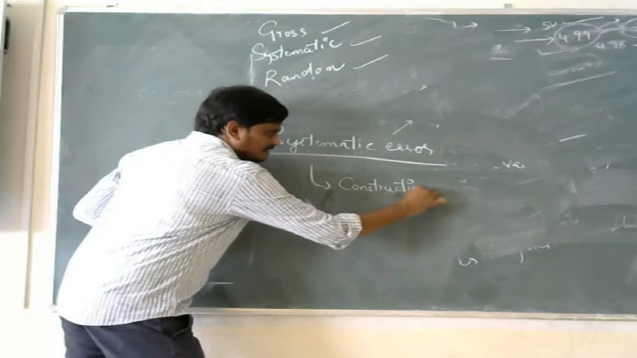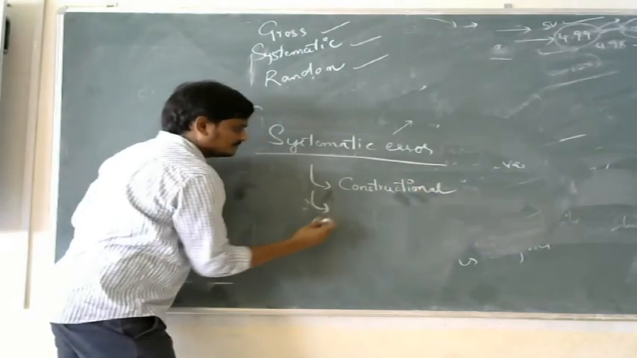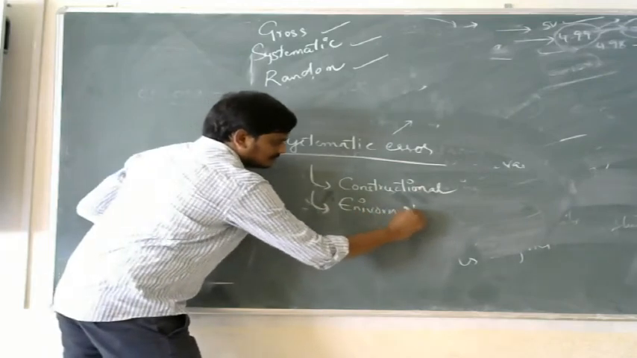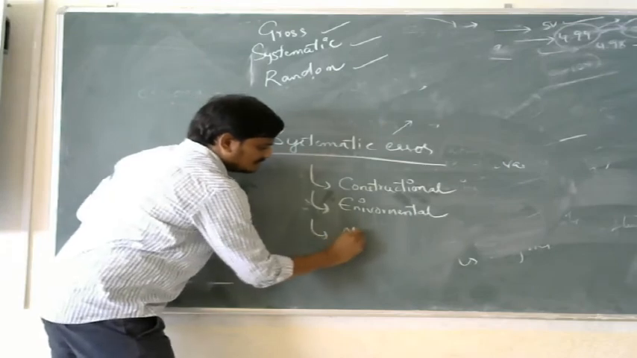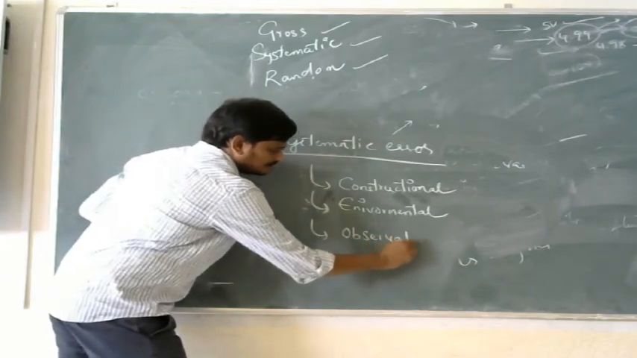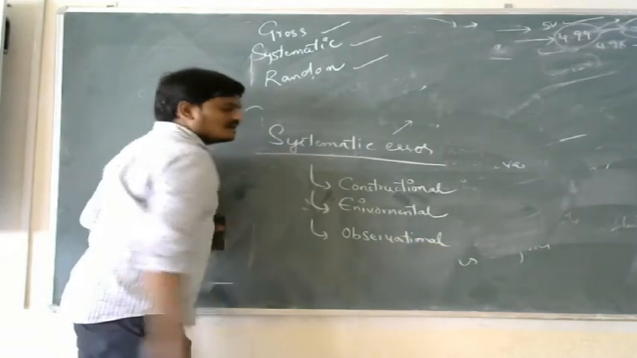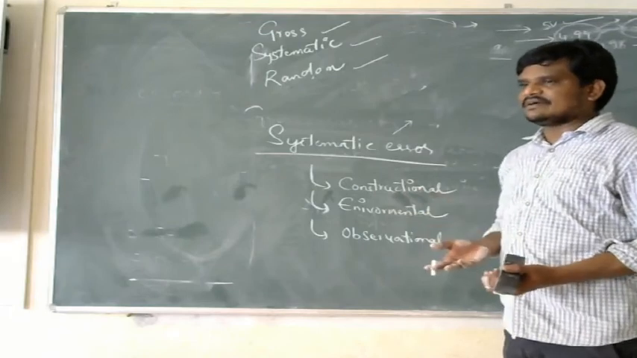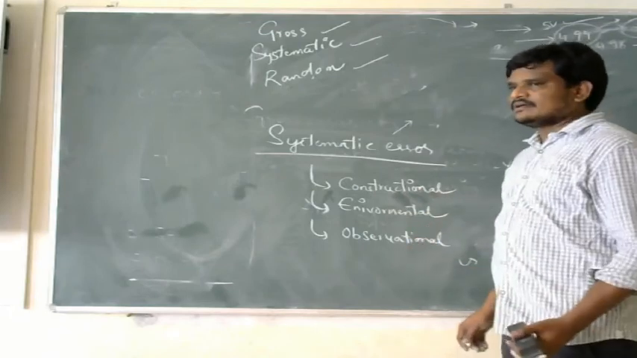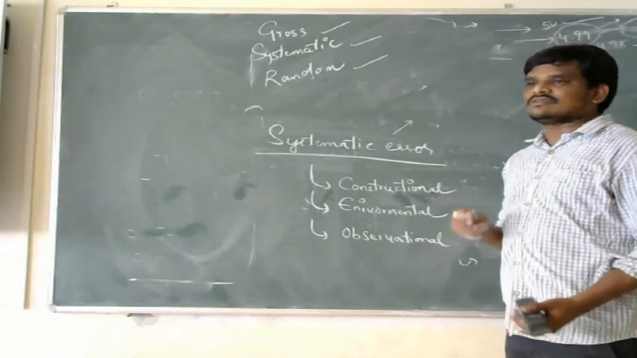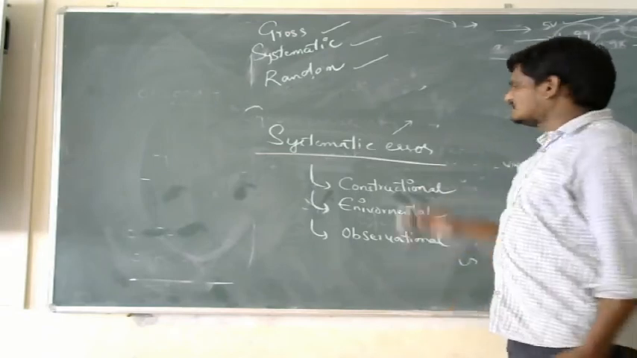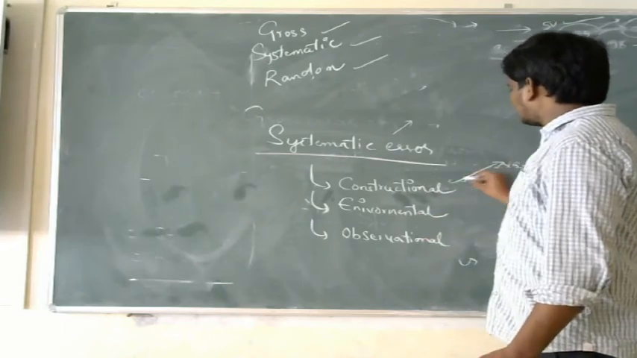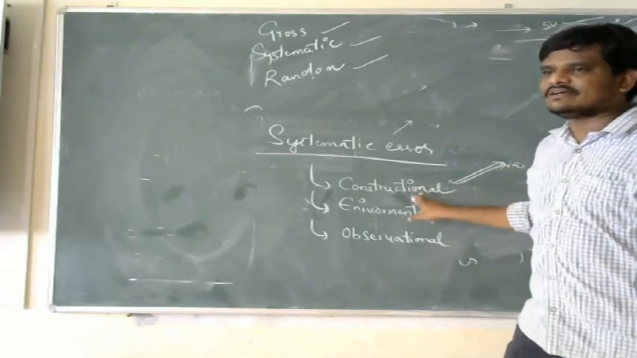The systematic errors are further classified into constructional errors, environmental errors, and the third one is observational errors. Constructional errors are nothing but, when you are constructing an equipment, let me consider that it is an ammeter. Due to a manufacturing defect, the ammeter is not able to read the value as 5 amps, as the range of that particular ammeter is 5 amps. So it has a manufacturing defect.